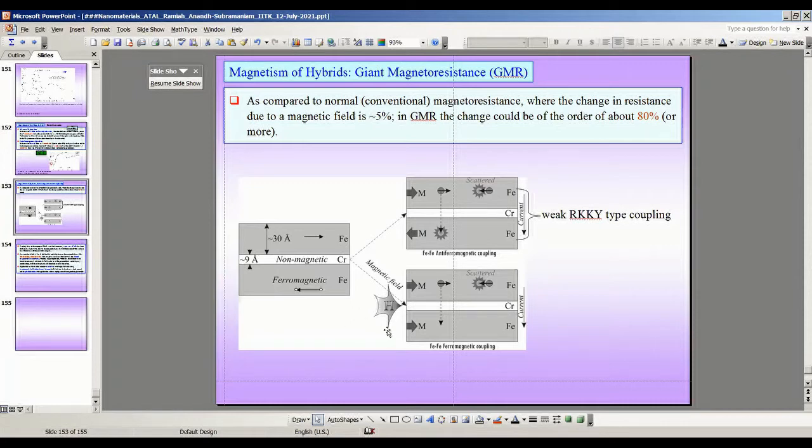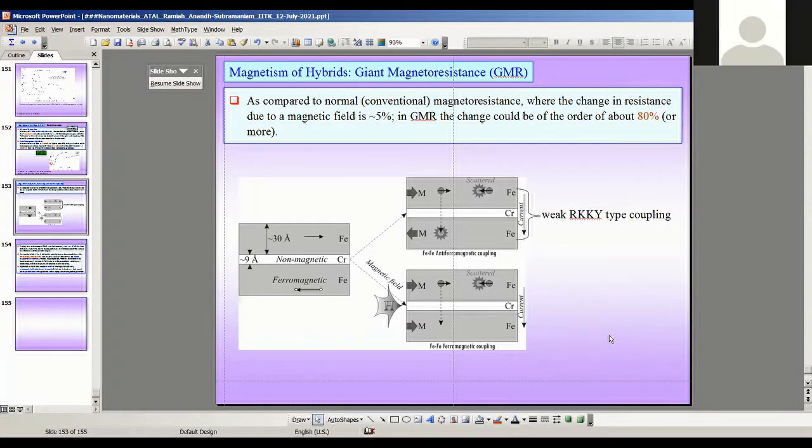When you apply an external magnetic field, both the magnetizations become aligned in the same direction. So what you're doing is switching the bottom layer to the right, and this becomes a low scattering regime, the state in which there is lower resistance. Now you can switch between these two states, as I pointed out, just by applying a magnetic field.